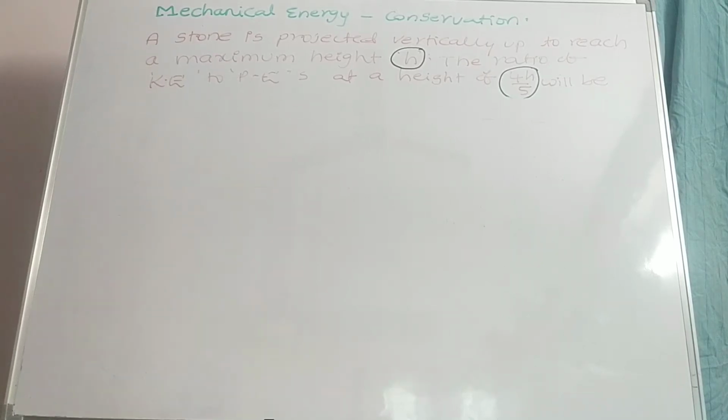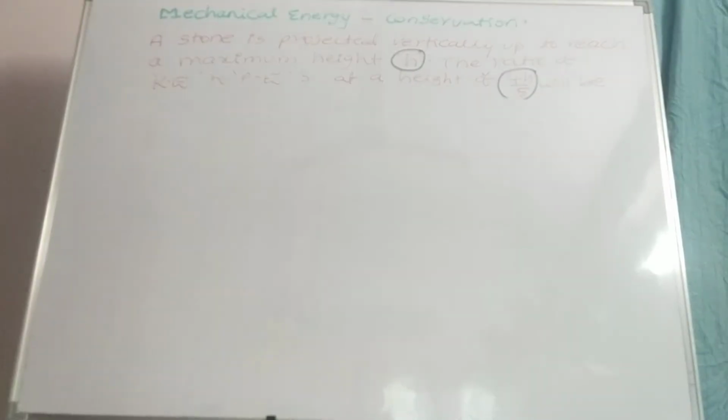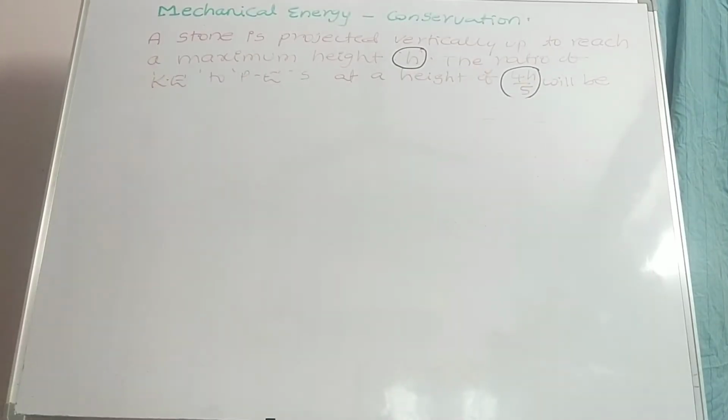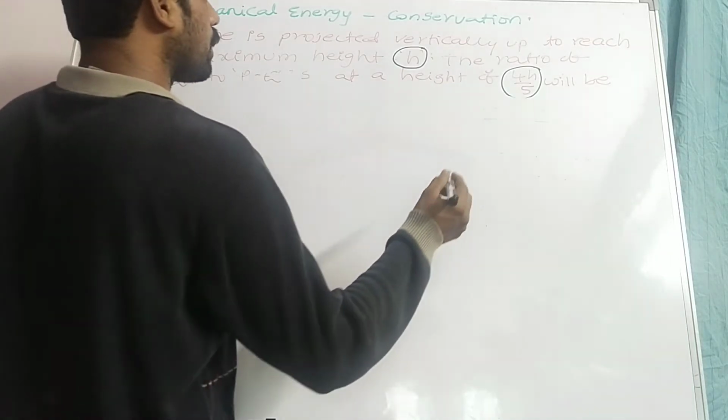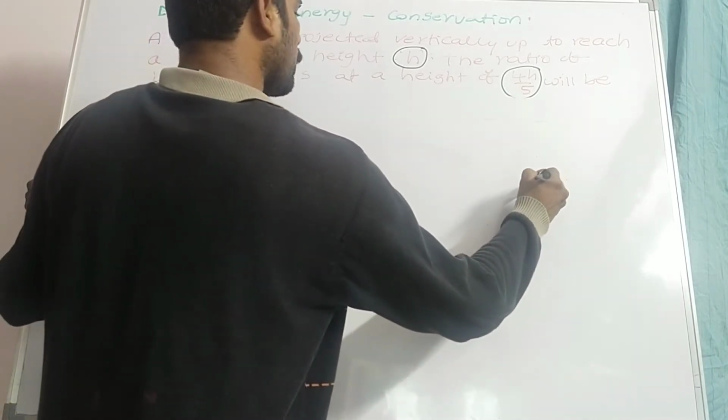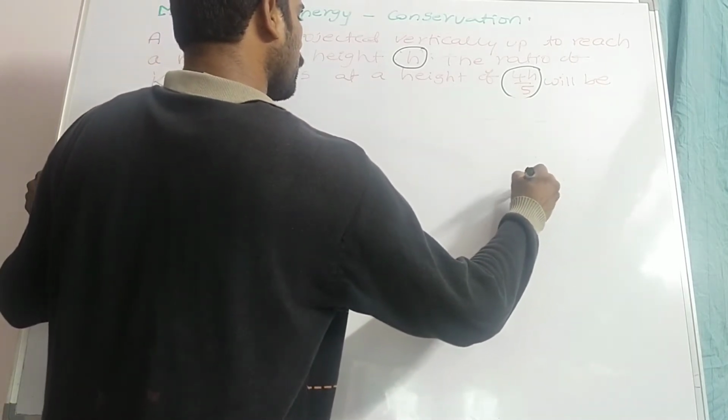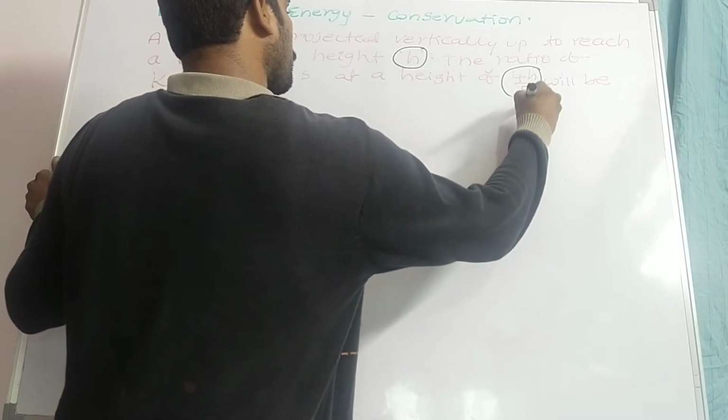See here, we have the problem. A stone is projected vertically up to reach a maximum height. The ratio of kinetic energy to potential energy at a height of 4h by 5 will be. Let us consider the stone is projected upwards.